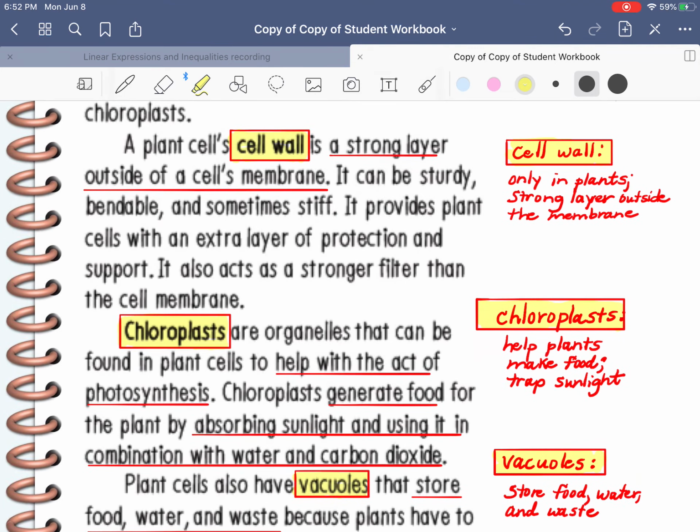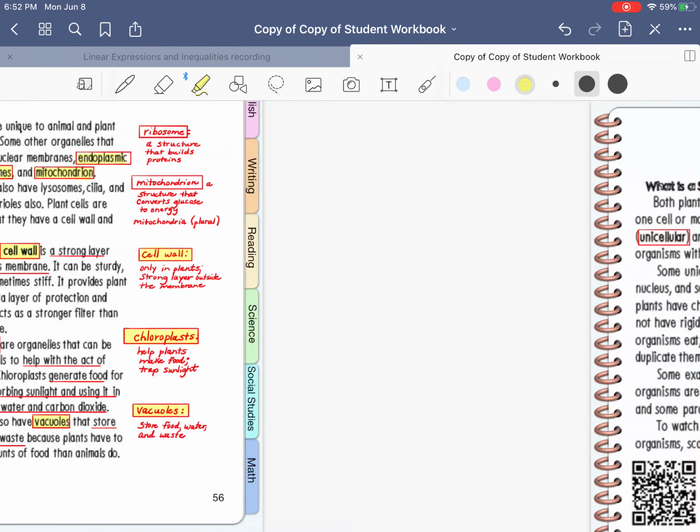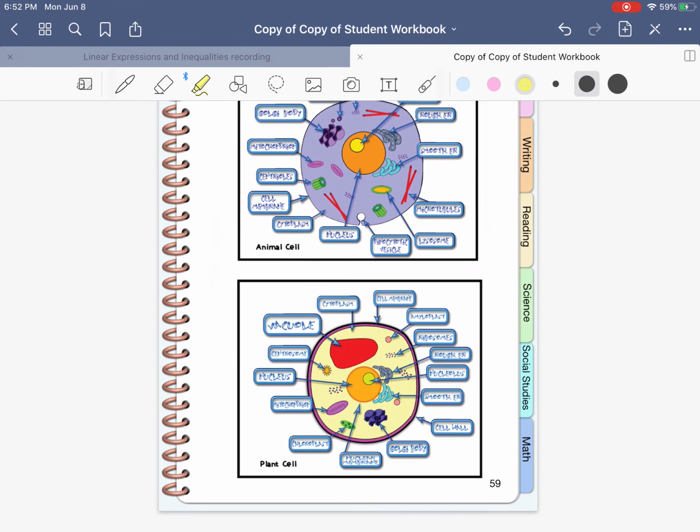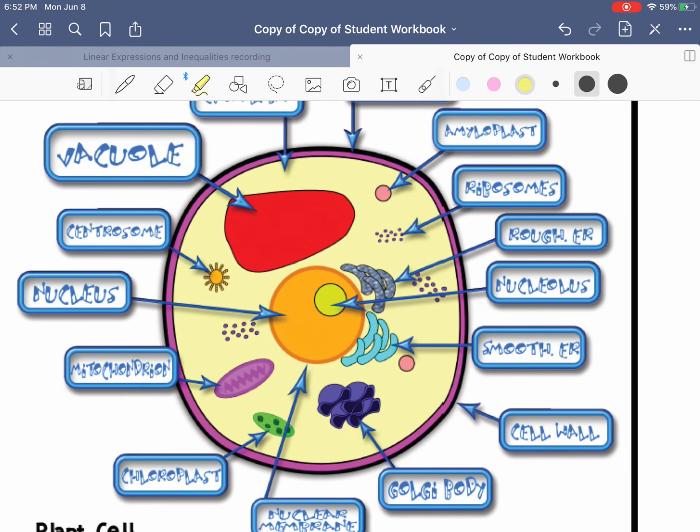So we need to look at cell wall, chloroplasts, and vacuoles. Back to our plant cell. You see the cell wall is this black ring around the plant. The purple ring around the plant is the membrane. So the cell wall is outside of the membrane. This big red area is a vacuole. That's where the plant stores water, food, and when the plant wilts, that vacuole shrinks down very tiny, very small.